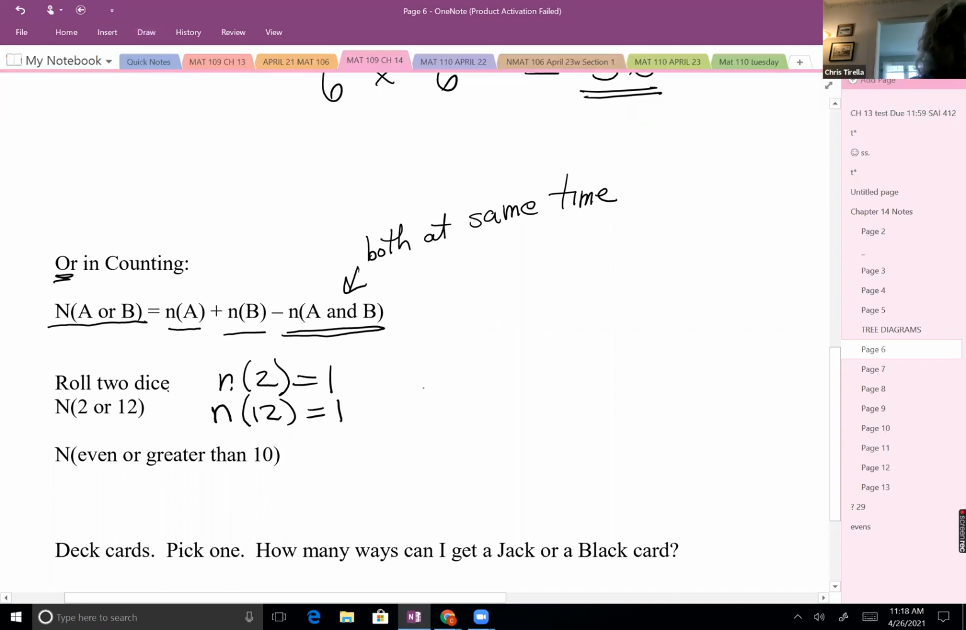So the number of ways I can get a 2 or 12 would be the number of ways I can get a 2 plus the number of ways I can get a 12. And over here, these are actually mutually exclusive.